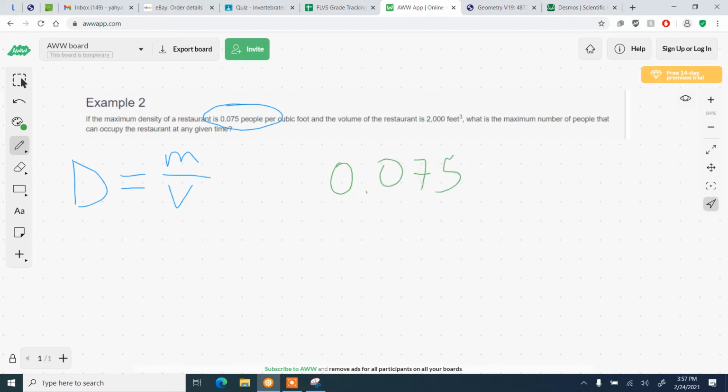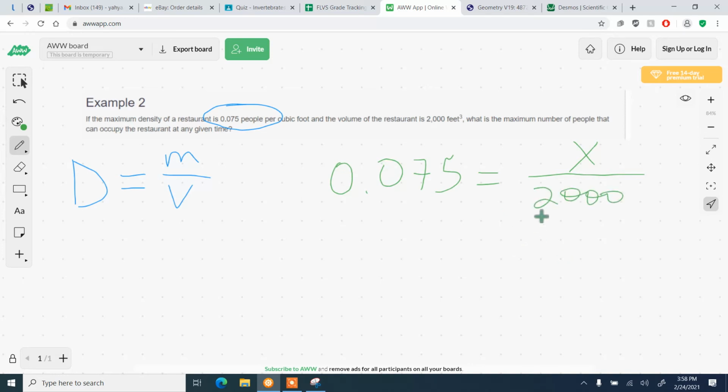0.075 equals, right? So what is going to be the amount of stuff here? Is it going to be this? The volume is 2,000 cubic feet? No. The number of people, that could be the amount of stuff. This question is telling us that we don't know the number of people, so I'm going to put an X there. And what is going to be the volume? 2,000 cubic feet.